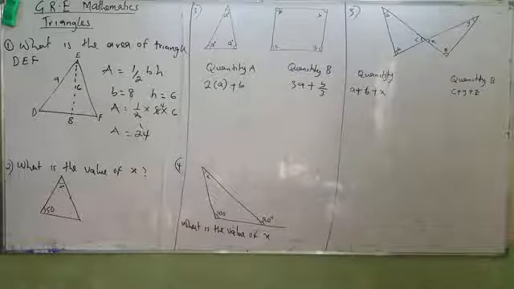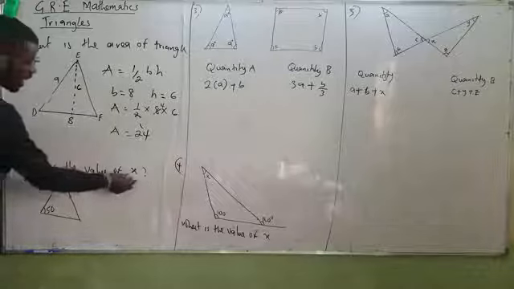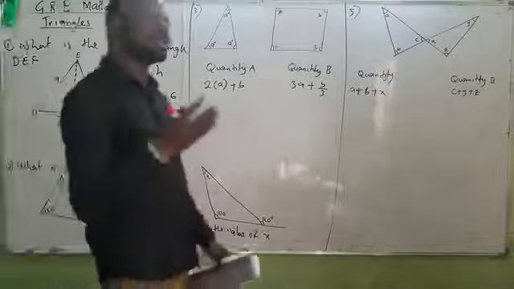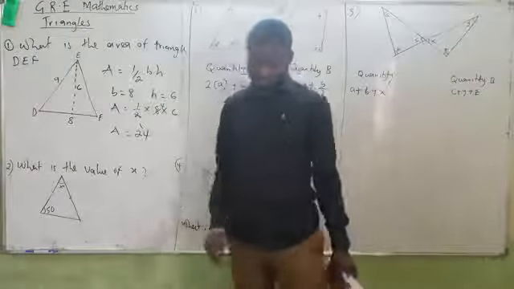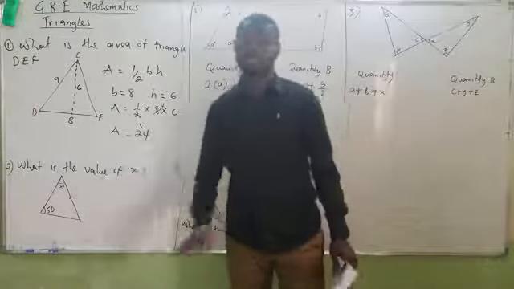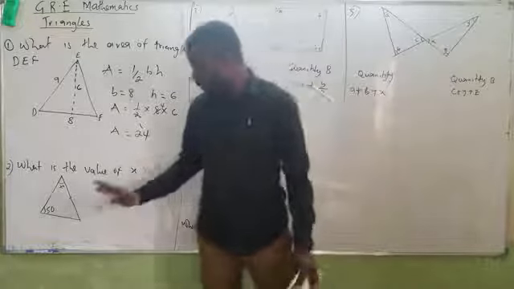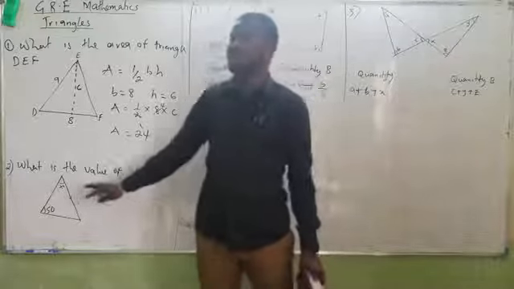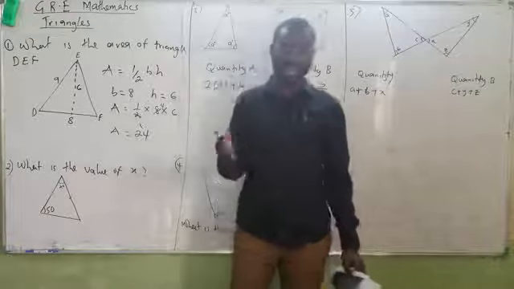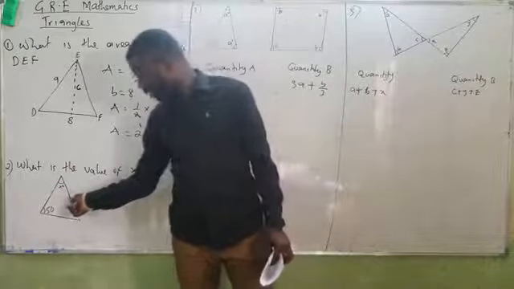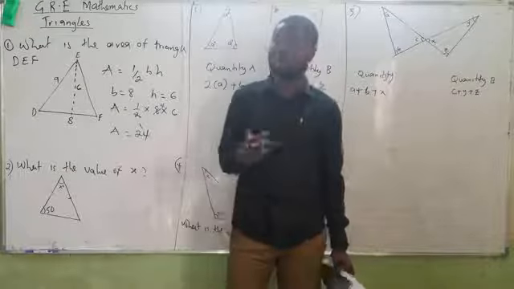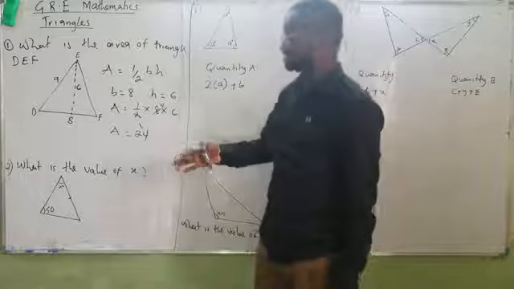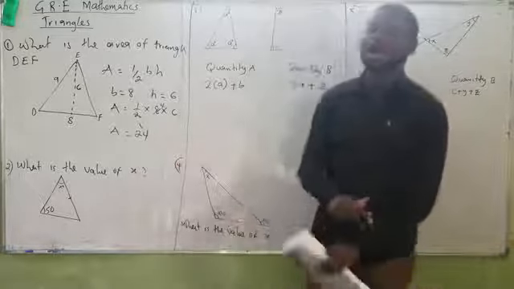Now, the second question is, what is the value of x? There are 3 types of triangle. The first one we call the equilateral triangle. An equilateral triangle tells us that all the sides are equal. The second one is the isosceles triangle. An isosceles triangle tells us that 2 of the sides are equal, and 2 angles are also equal. The last one is called scalene. A scalene triangle has none of the sides or angles equal.